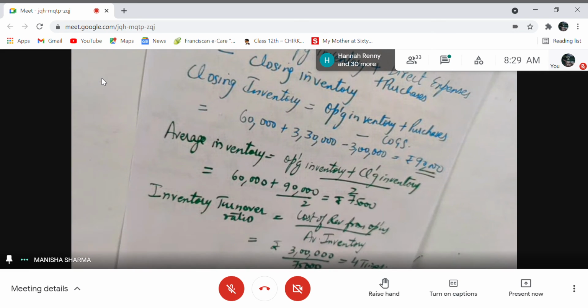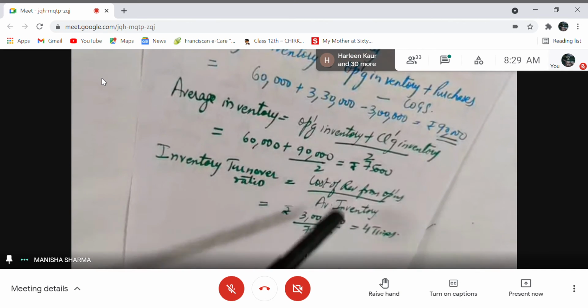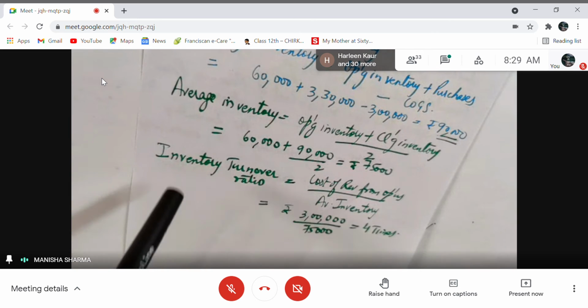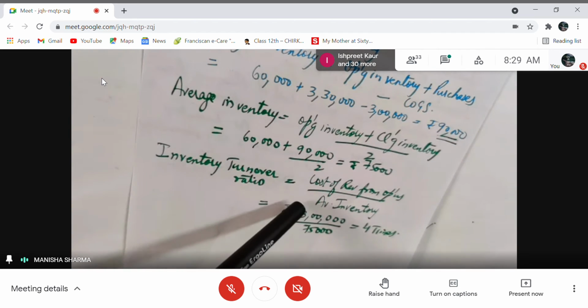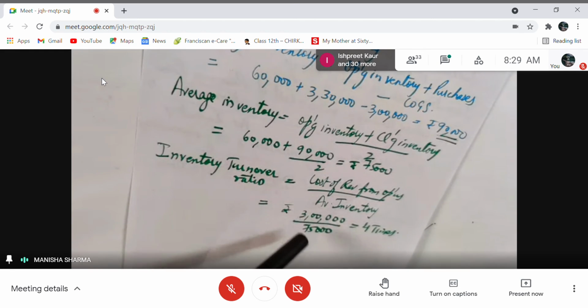Now I have cost of goods sold, which is already given in the question directly, 3 lakhs. Then average inventory, we just calculated it, it came out to be 75,000. So I'm dividing 3 lakhs COGS by average inventory 75,000. I will get inventory turnover ratio, which comes out to be 4 times. Clear? So in this case, what did we do in this sum?